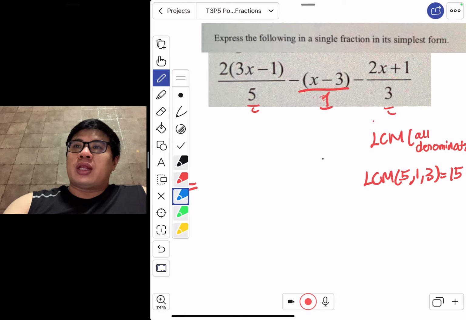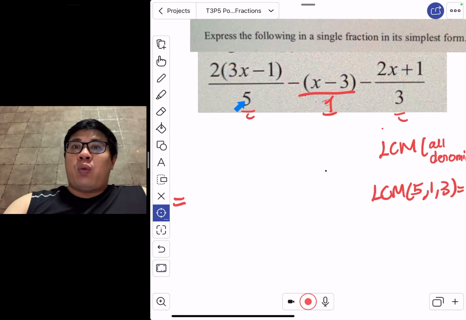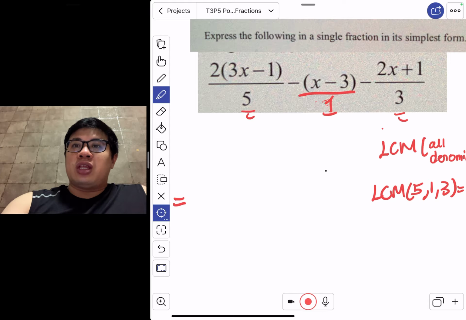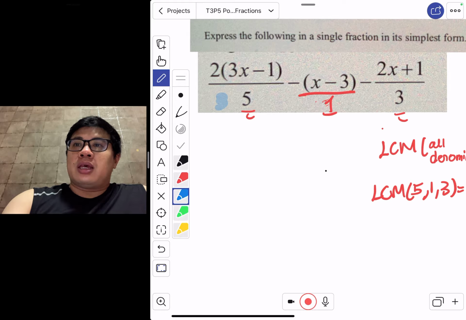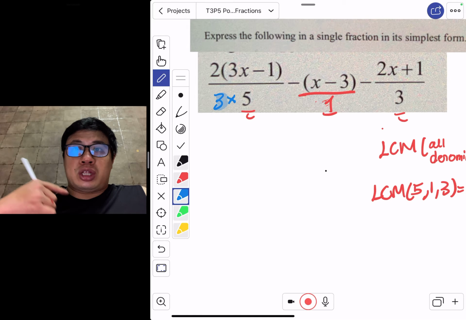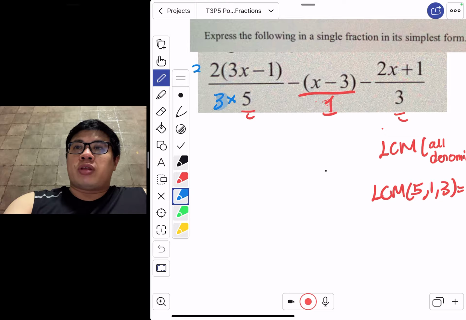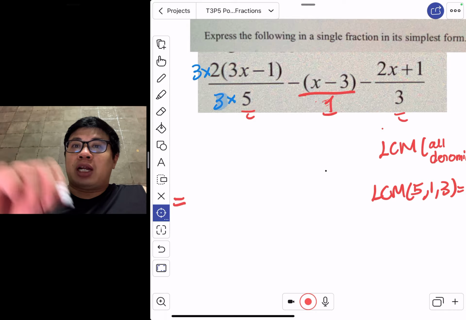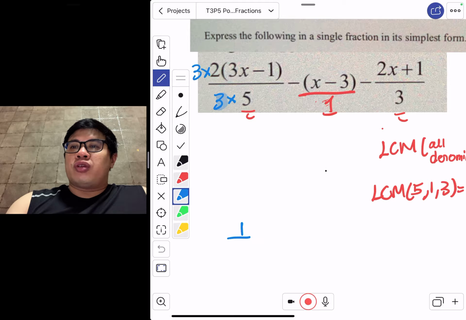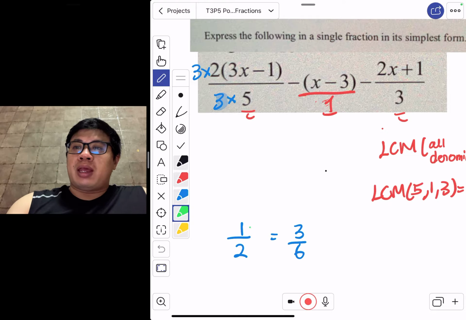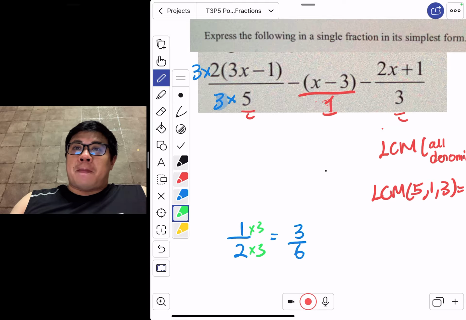So how do you do that? Now for 5, if I want this denominator to be 15, you need to multiply by 3. And it doesn't just multiply by 3 at the denominator, it must also multiply by 3 in the numerator. Otherwise, you are changing the fraction. Just like in primary school, 1 over 2 is the same as 3 over 6, because you multiply by 3 over 3 to give you 3 over 6.